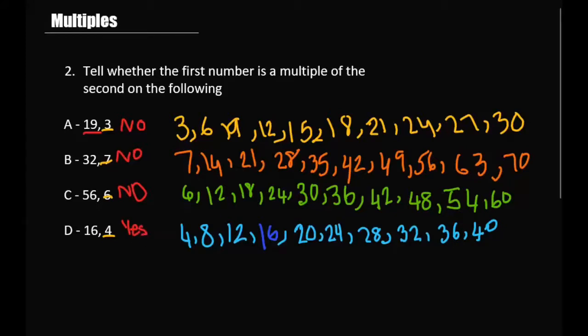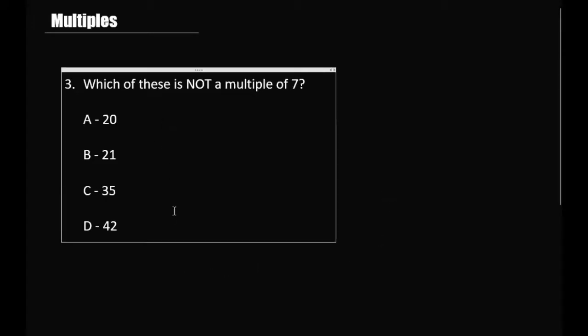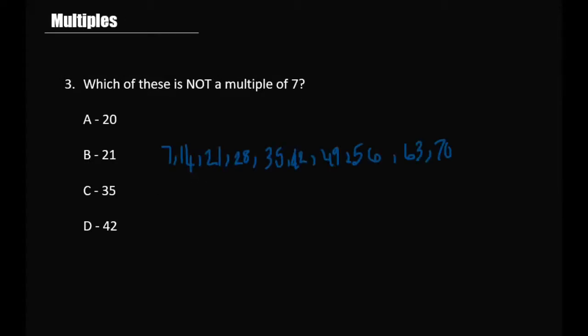Let's go to the next question. The third question is, which of these is not a multiple of 7? So what we need to do is write all the multiples of 7 and see which of these is not a multiple. Now that we have all the multiples of 7 written down, we're just going to see which of these numbers is not in the list of multiples.